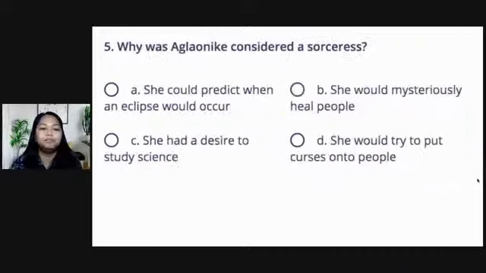We move on. Number 5. Why was Agloniki considered a sorceress? Is it letter A, she could predict when an eclipse would occur? Letter B, she would mysteriously heal people? Letter C, she had a desire to study science? Or letter D, she would try to put curses onto people?